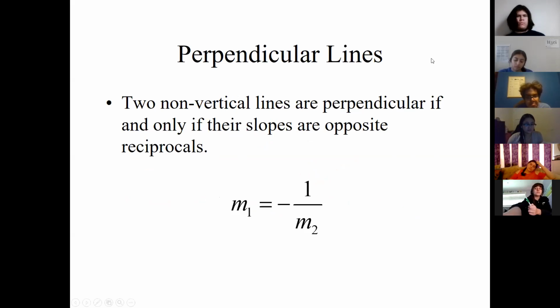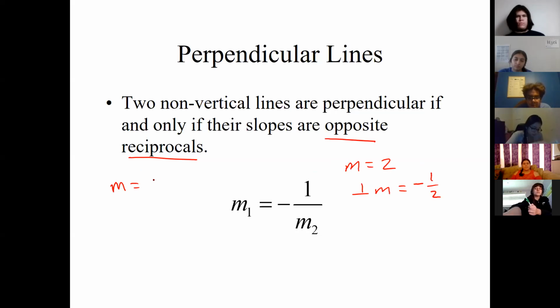Perpendicular lines. What do we know about perpendicular lines? Their slopes are opposite reciprocals. So if I have a slope of 2, what would be the perpendicular slope? -1/2. And if I have a slope of, what's a tricky one? Negative 1/3. Then what's the perpendicular slope? 3. If that's negative, the opposite is positive. If that's 1/3, the reciprocal is 3. Very good.